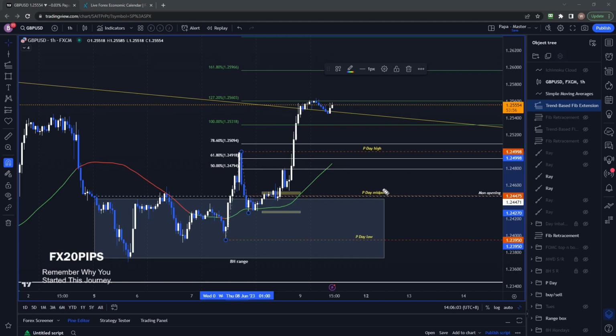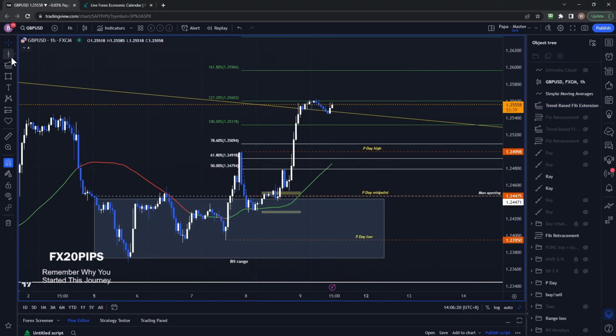Yeah, so let me just zoom in. First of all, let me show you the time. I want you to look at the time here as I put the cursor. So 2 p.m., 1400, you can see it at the bottom there, is when Frankfurt is open.